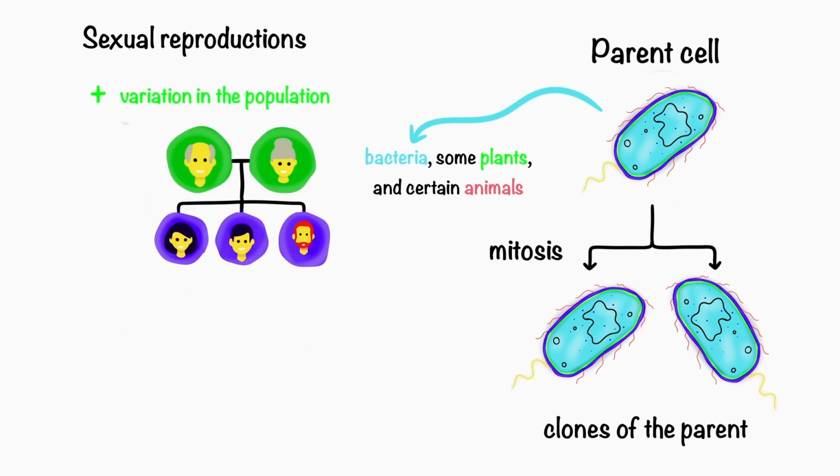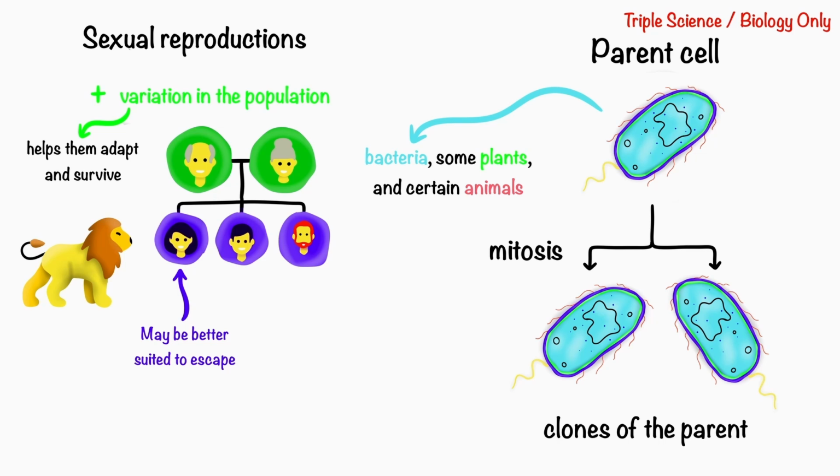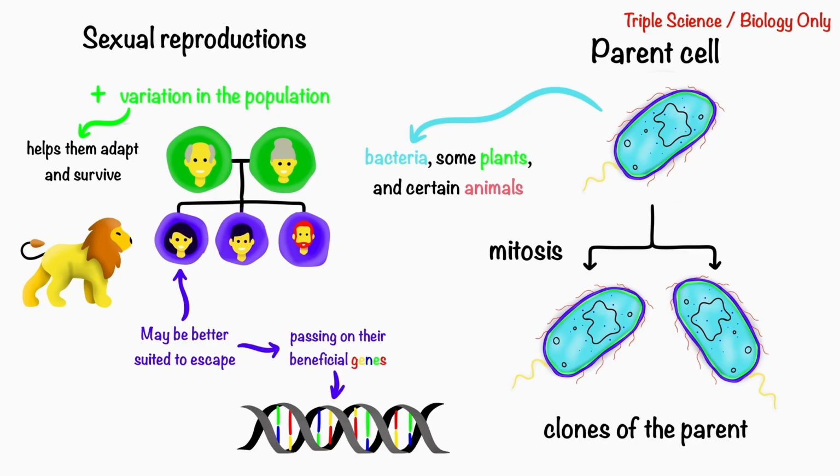Sexual reproduction offers several important advantages. First, offspring have a mixture of genes from both parents, which produces variation in the population. This variation increases the chance of a species surviving environmental changes. If conditions shift, some individuals may have characteristics that help them adapt and survive. For example, if the environment changes and introduces new predators, individuals with slightly different characteristics might be better suited to escape these predators. They're more likely to survive and reproduce, passing their beneficial genes to the next generation.